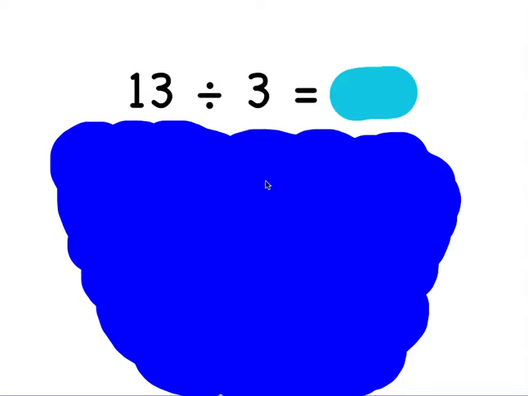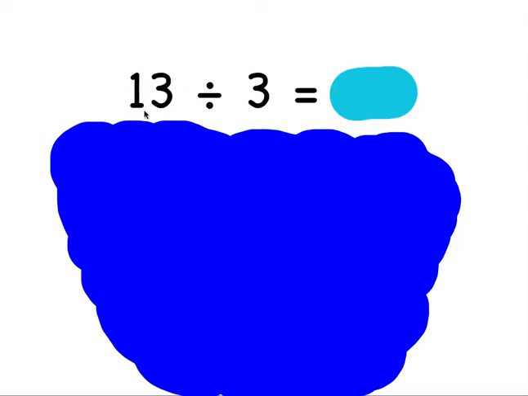Hi everyone, we're on lesson 4.3 and that is on page 145 in your colored math books. We're going to start with a little problem from yesterday, a review from yesterday.